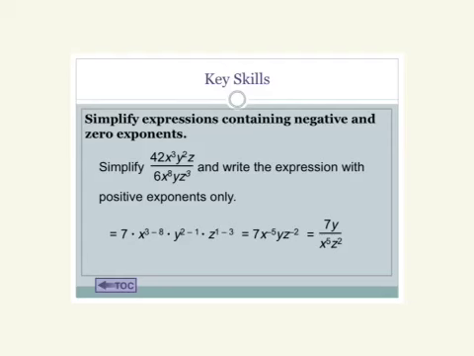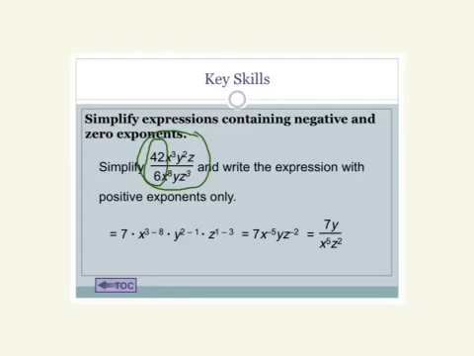So here's the example: 42x cubed y squared z over 6x to the 8th y z to the 3rd. Now this is a division problem. So when we divide monomials, we divide our coefficients. So 42 divided by 6 would be done first, and 42 divided by 6 would be 7. And then we subtract our exponents. So we have 3 minus 8 for x, 2 minus 1 for y, 1 minus 3 for z.